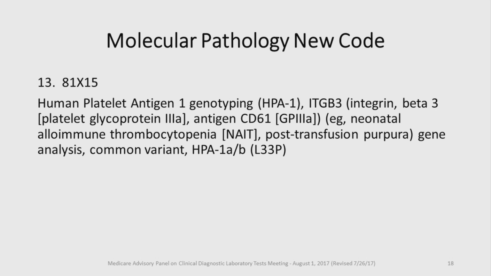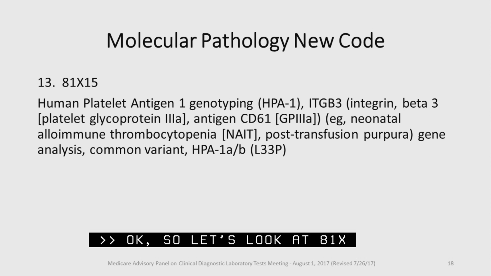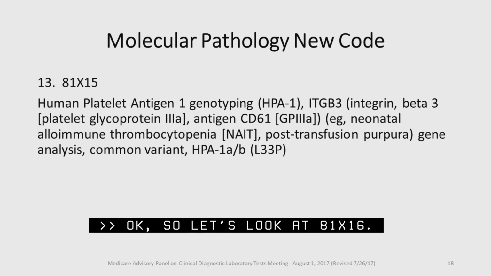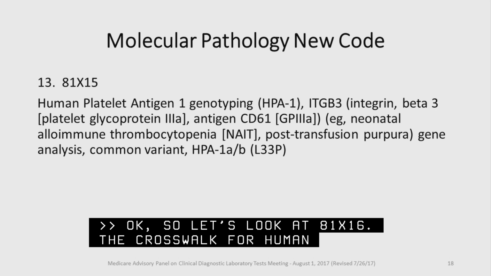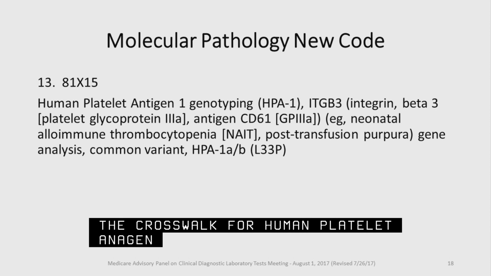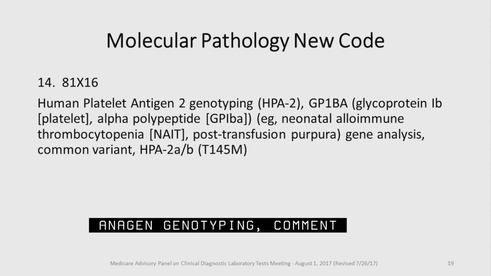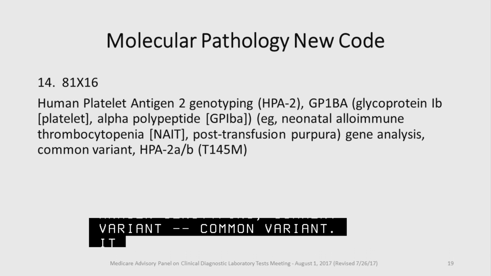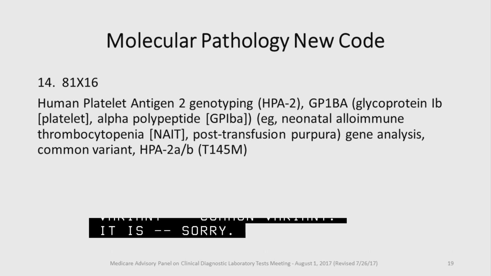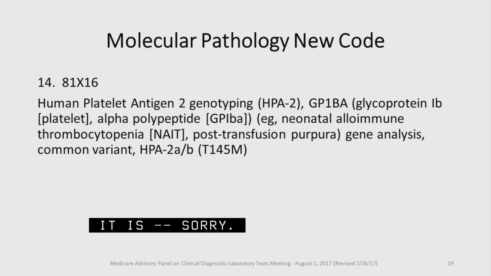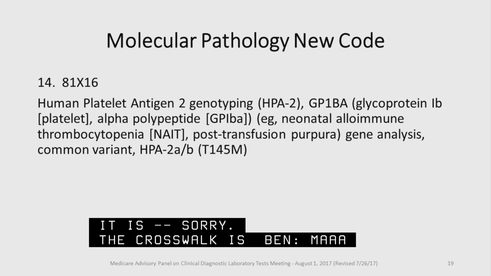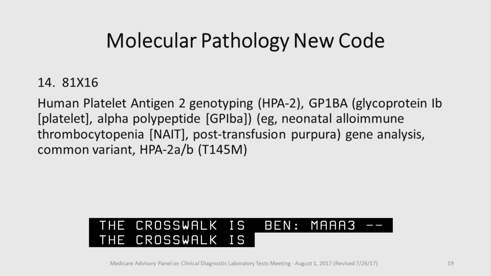Okay, so let's look at 81X16 and the crosswalk for 81X16, human platelet antigen genotyping, gene analysis, common variant HPA-2A/B (T145M). Our crosswalk is 81376. Any questions, comments? Do you need the presenters to answer questions? Okay, go ahead and cast your ballot.